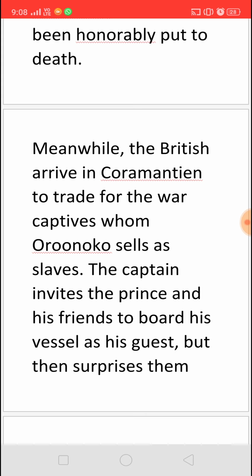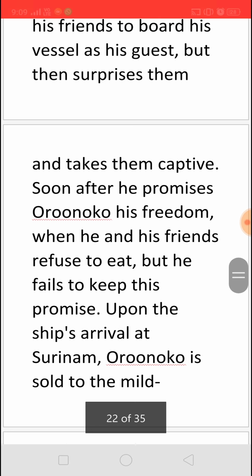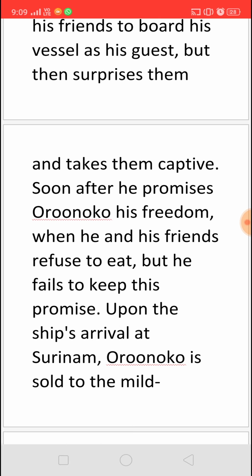the captain invites the prince and his friends to the ship as his guests. But once Oroonoko goes into the ship, the captain says that they are also taken as captives and they will be sold as slaves there. Hearing this, Oroonoko and his friends refuse to eat. They say that we will die rather than go and live there as slaves. Immediately the captain tells him, okay, I will leave you free, just have your food and go back. But once they have their food, he refuses to release them.